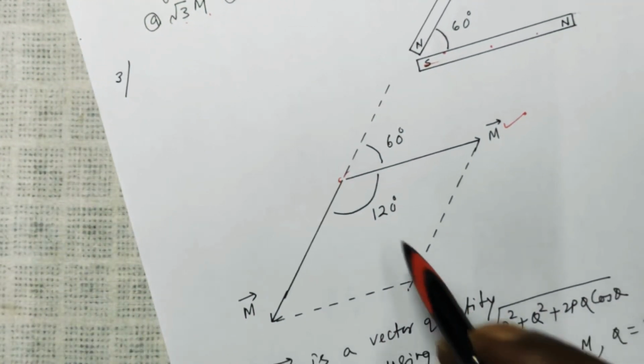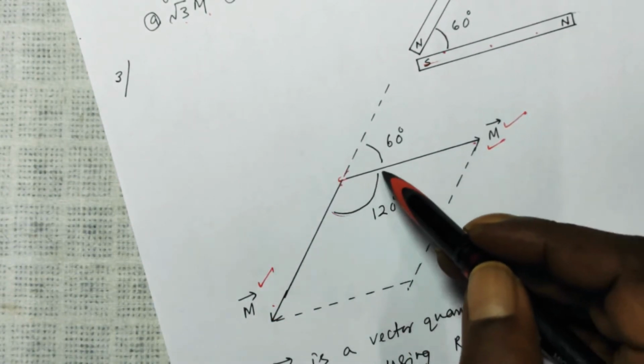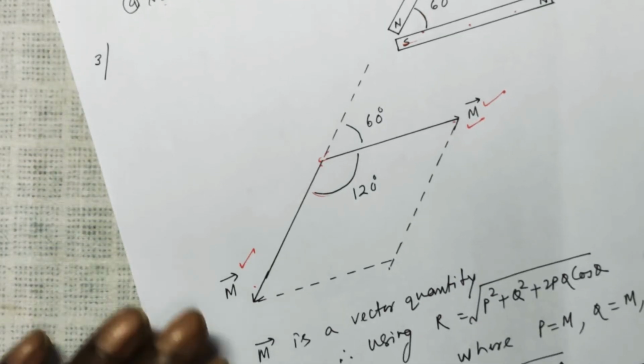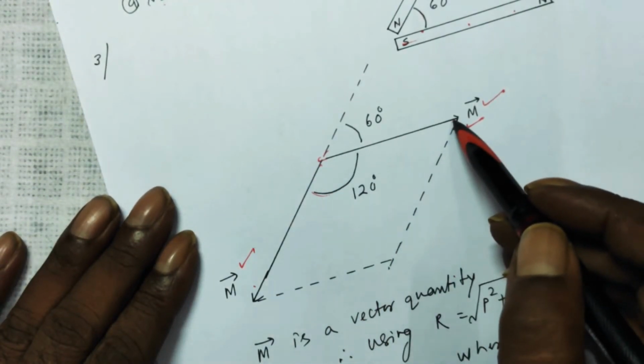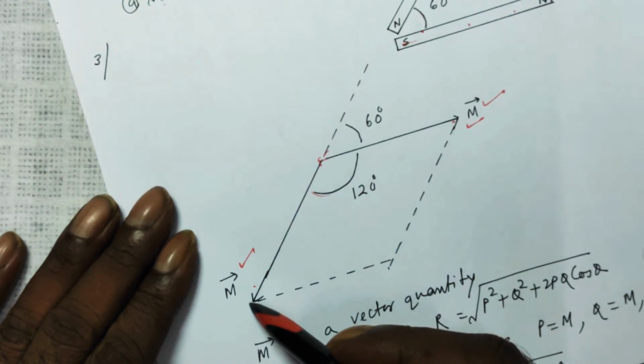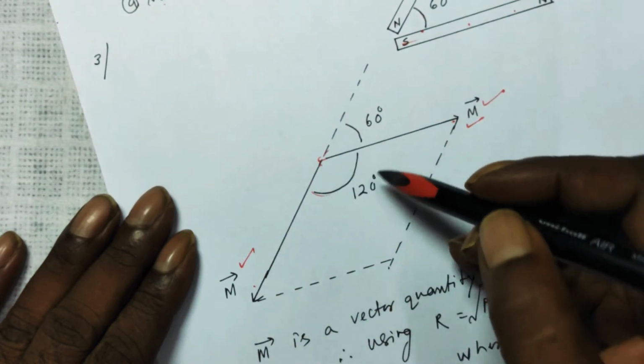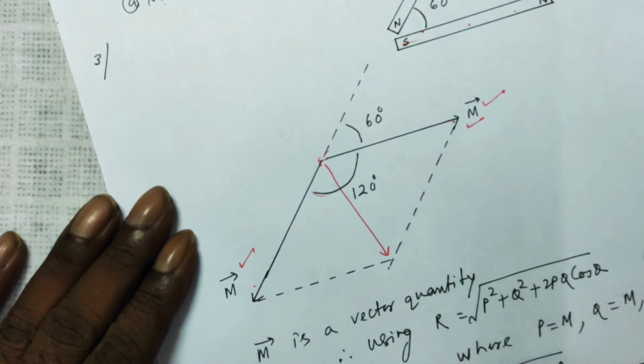So we have two vectors. One vector M to this side, one vector also M to this side, angle between them is 120 degrees. So taking this as one side of a parallelogram and taking this as the adjacent side, if you construct a parallelogram, this becomes your parallelogram. So this will be your resultant R.